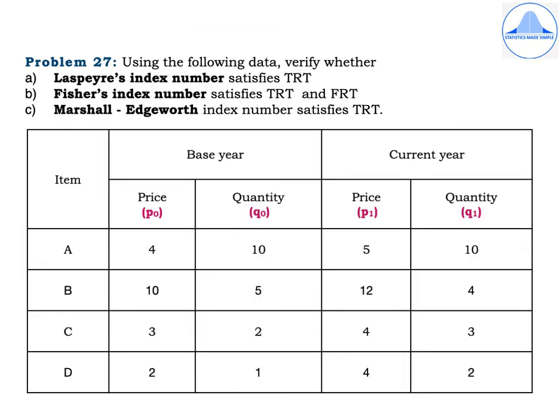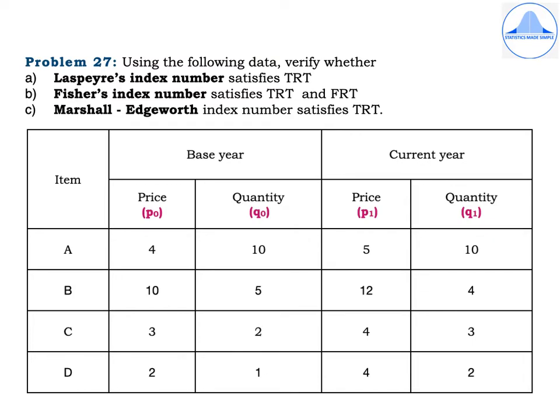Problem 27. Using the following data, verify whether first subdivision Laspeyres index number satisfies TRT, second subdivision Fisher's index number satisfies TRT and FRT, third subdivision Marshall-Edgeworth index number satisfies TRT. In the first column, we have the items as A, B, C, D. The base year prices are 4, 10, 3, 2, and the quantities for the base year are 10, 5, 2, and 1. The prices for the current year are 5, 12, 4, 4, and the quantities for the current year are 10, 4, 3, and 2.